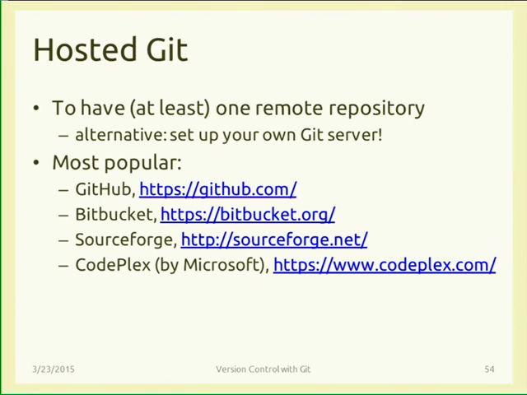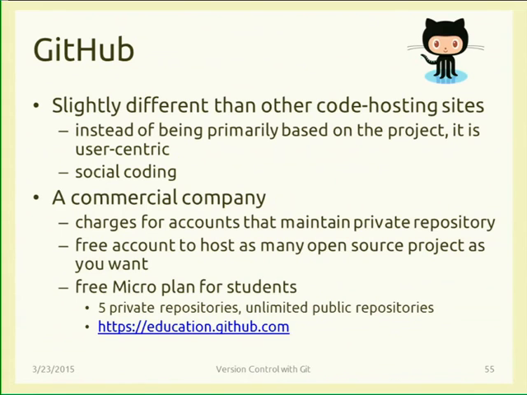The most popular are these four here. GitHub is really popular, then Bitbucket. Bitbucket is written in Python. SourceForge, that supports also SVN, and Codeplex by Microsoft. Well, GitHub is a commercial company. By default, it charges for accounts that maintain private repositories. If you create an account on GitHub, you can have infinite public repositories. If you want to have one private repository, you have to pay.